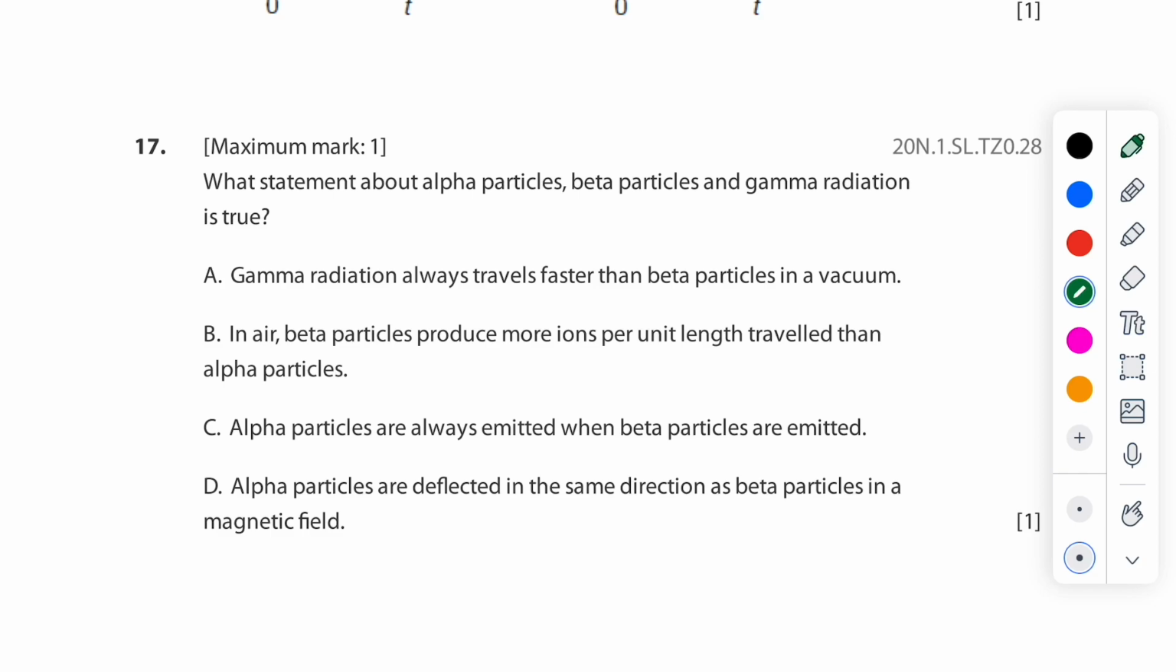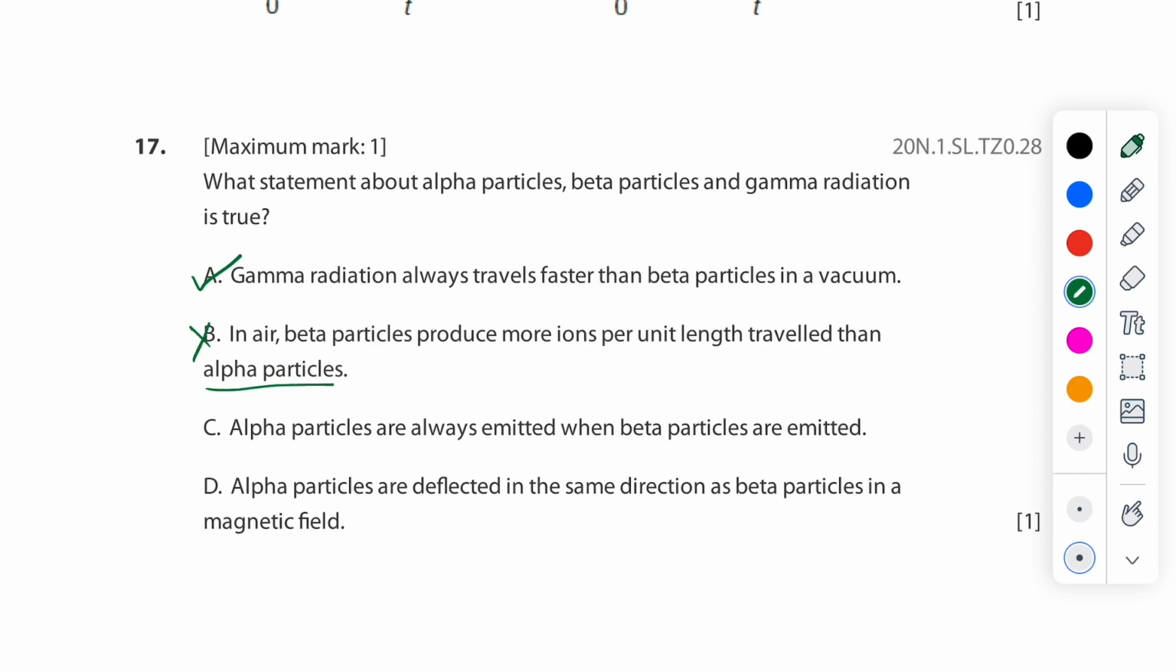The first option. Gamma radiation always travels faster than beta in vacuum. Yes, gamma are light and beta has at least some weight. So though the mass is negligible, it still has weight. So therefore, gamma will always travel faster. In air, beta particles produce more ions per unit length travelled than alpha particles. No, because alpha are more ionizing.